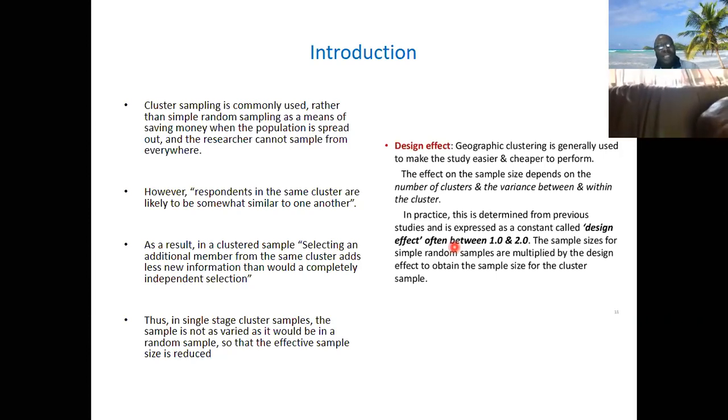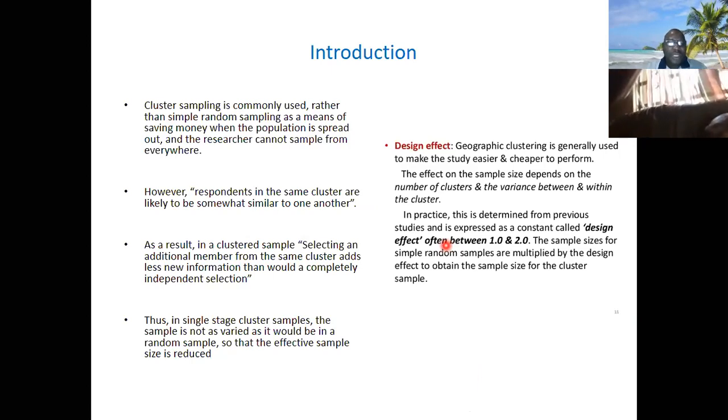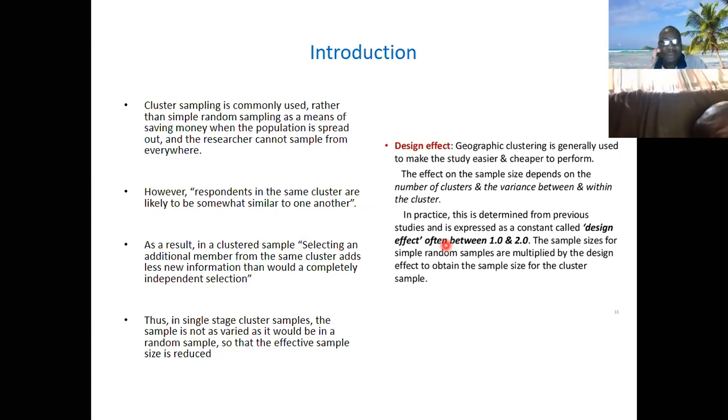As a result, in a cluster sample, selecting an additional member from the same cluster gives less new information than with completely independent selection, just like what I just said. After you have administered a questionnaire to one person in the facility, you select another person. If they are patients, that is different. But if you are talking of health workers, you may not get additional information. So in a single-cell cluster sample, the sample is not as varied as it would be in a random sample, so the effective sample is reduced. You may say you have 3,000, but the number that is effective may not be more than 1,000 or less than that because of that clustering effect.